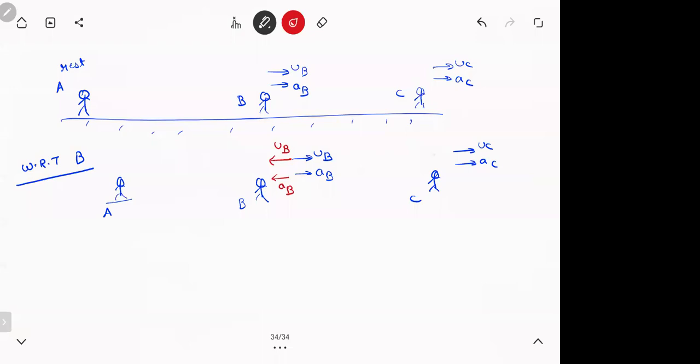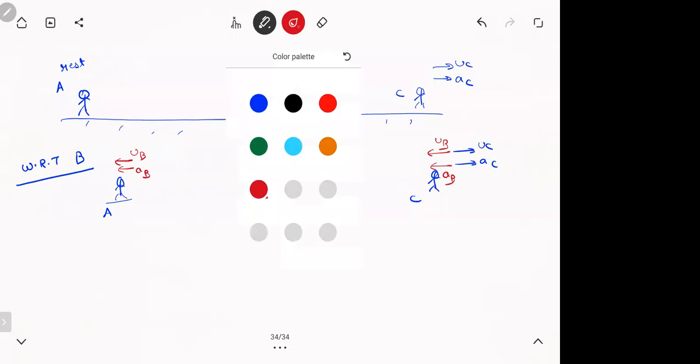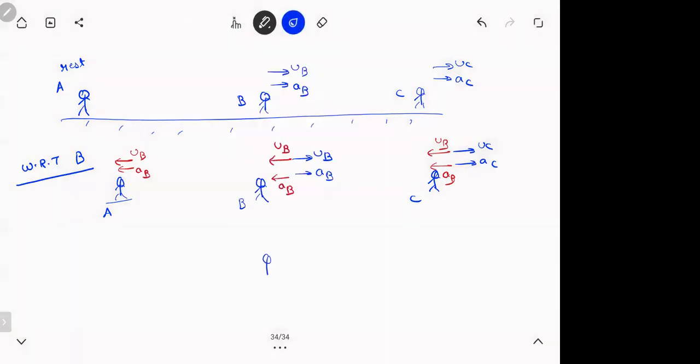Fair enough? So this is UB, this is AB. This is UB and this is AB. You do it to everyone. Then what will happen to B? B will come to rest. B will start thinking, I am at rest, everyone else is moving.